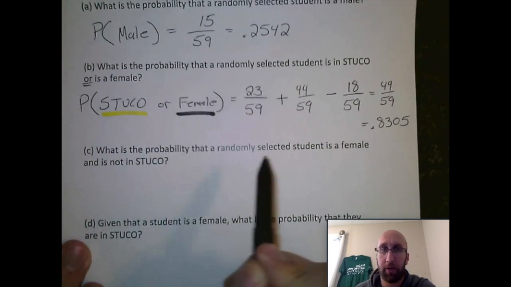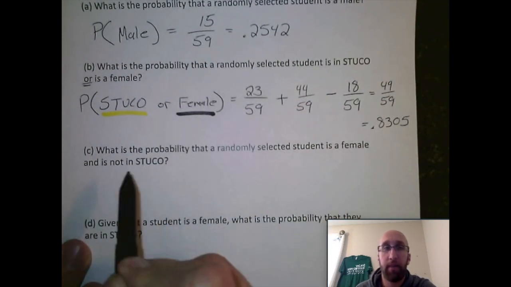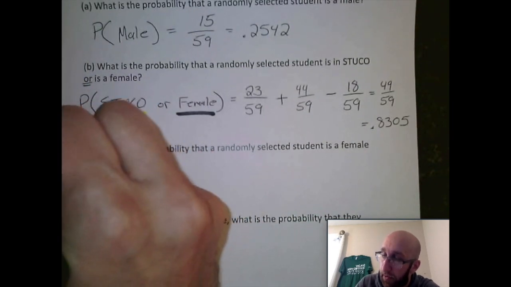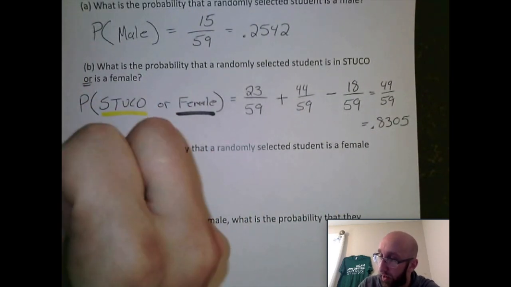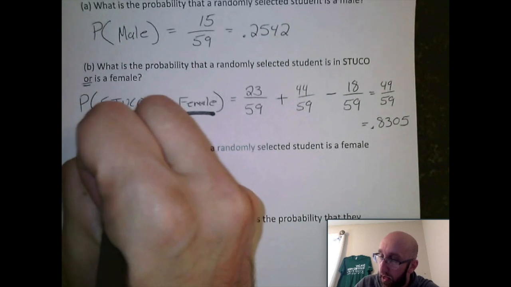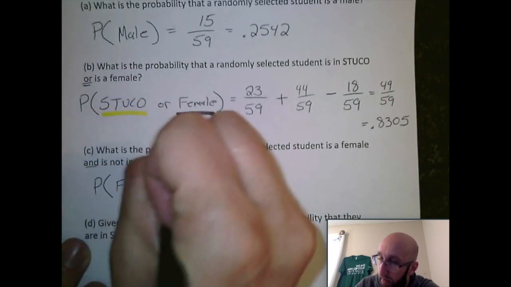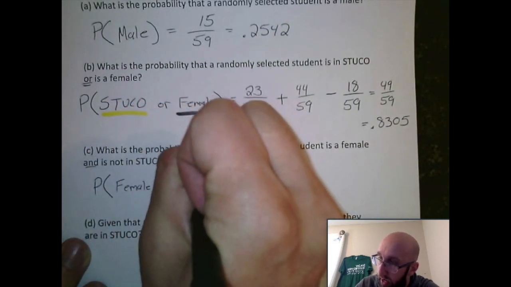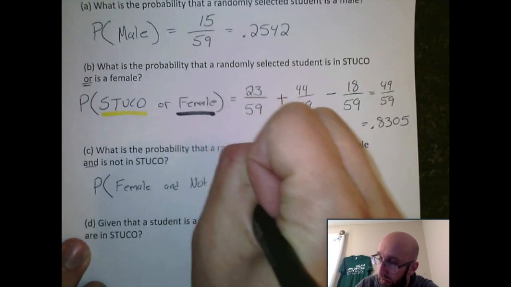What is the probability that a randomly selected student is female and is not in Stuco? So let's set up that notation first. I do see an "and" there. It said female and not in Stuco.